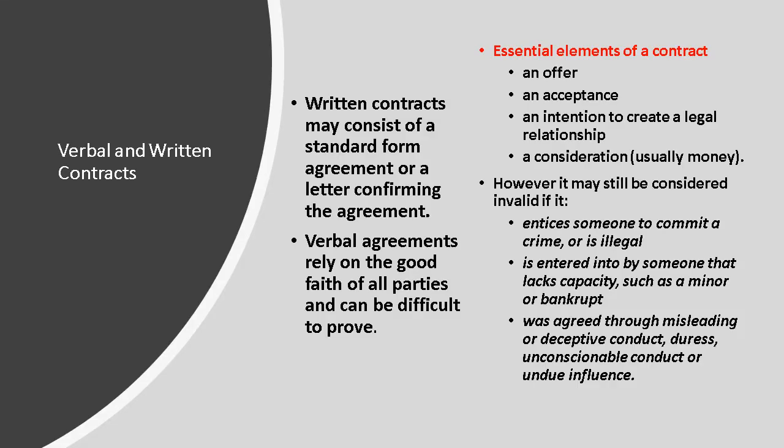We have two types of contracts, verbal or written. Written contracts may exist as a standard form agreement, or a letter confirming the agreement. It's black and white, in other words. Or it could be a verbal agreement, which relies on the good faith of all parties involved and can be difficult to prove if there is a breach.